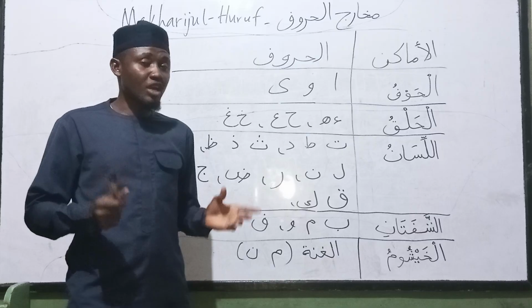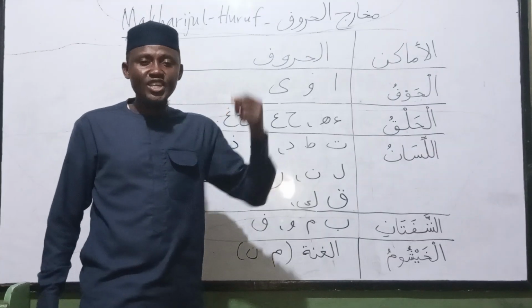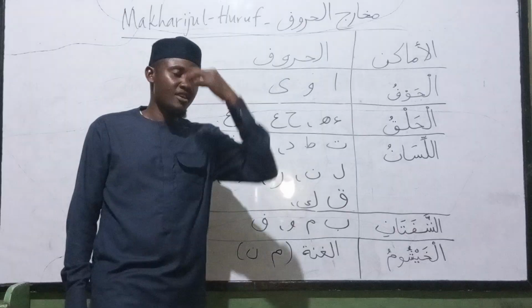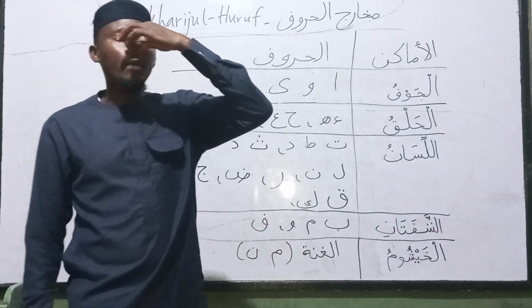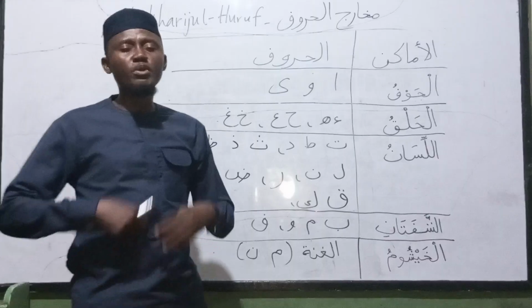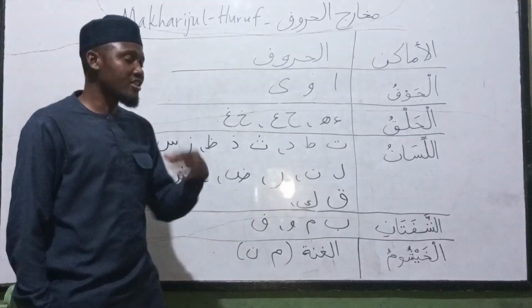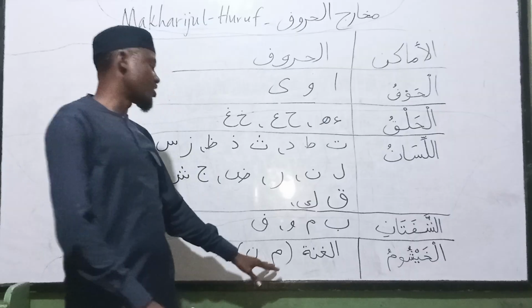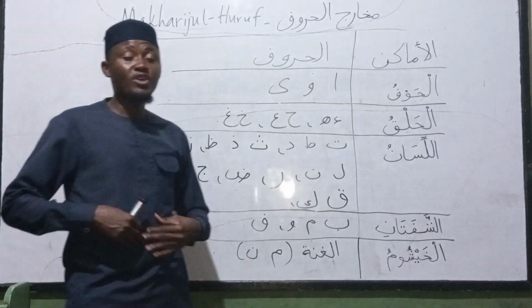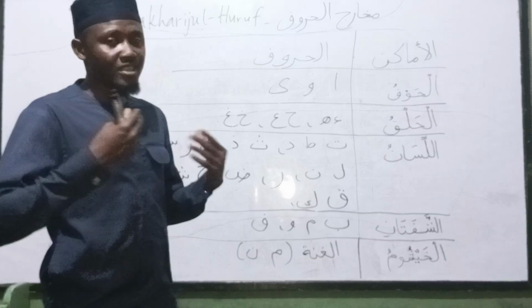Now, if you want to actually check this, you can close your nose completely and try to articulate these letters. You see that you will not be able to articulate them fully. So we require the nostrils to articulate these letters because of their nasalization property. That is, they come with nasalization.